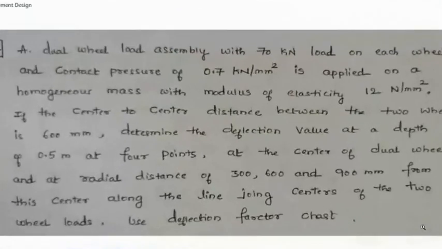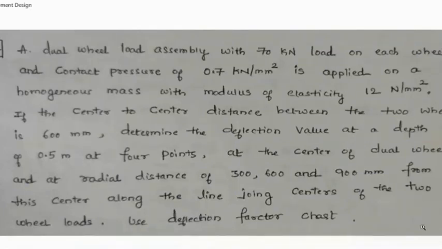A dual wheel load. It is shared in your WhatsApp group. It is a dual wheel load assembly with 70 kilonewton load on each wheel. So here also a dual wheel load assembly is there, and the wheel load is 70 kilonewton, and a contact pressure of 0.7 kilonewton per mm square is applied on a homogeneous mass with the modulus of elasticity. Right. So here one more additional thing they have given is the modulus of elasticity, 12 Newton per mm square.